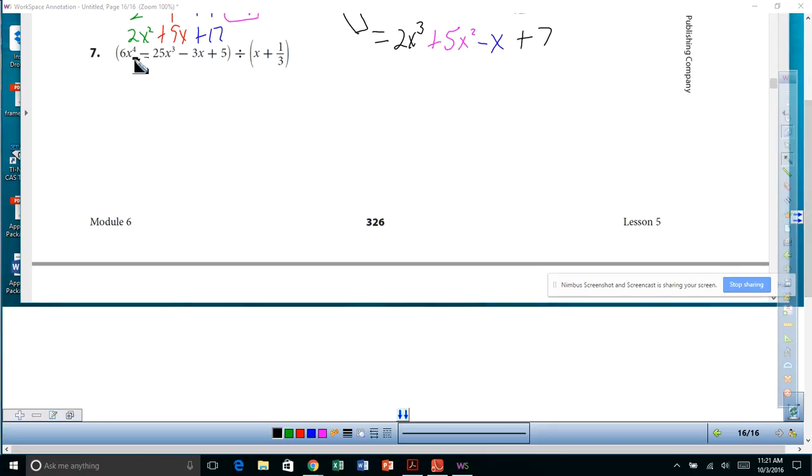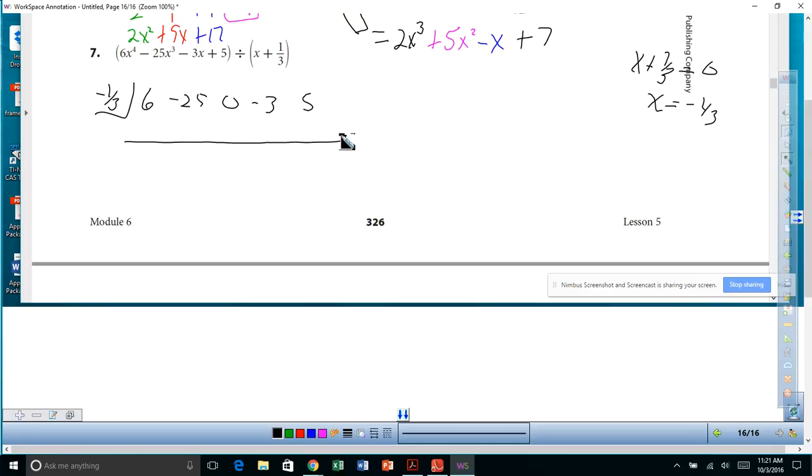All right, glad you're back. Let's take a look here. Are we missing anything? We're missing an x squared, aren't we? So we've got x plus 1/3 equals 0. So x equals negative 1/3. We're going to put negative 1/3 in the box. So our coefficients are 6, negative 25, 0. Well, I got to put in a spot for that x squared. Negative 3 and 5.